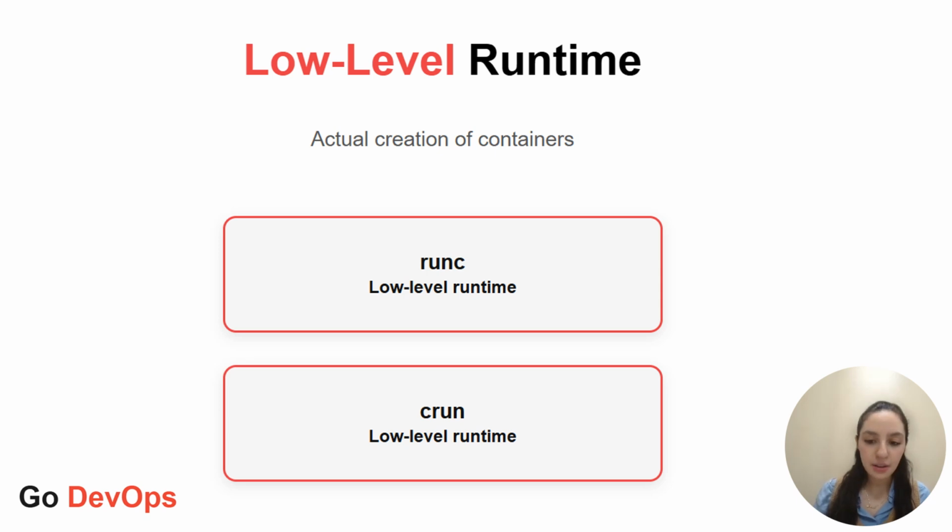And we have in here the two most common low-level runtimes. We have runc, and it's the default for Docker and Kubernetes, and it's built by the OCI, and it's extremely widely adopted. And we have the newer one, crun, and it's a newer runtime written in C, and it's optimized for performance and lower memory overhead. So it's becoming increasingly popular, especially in lightweight environments.